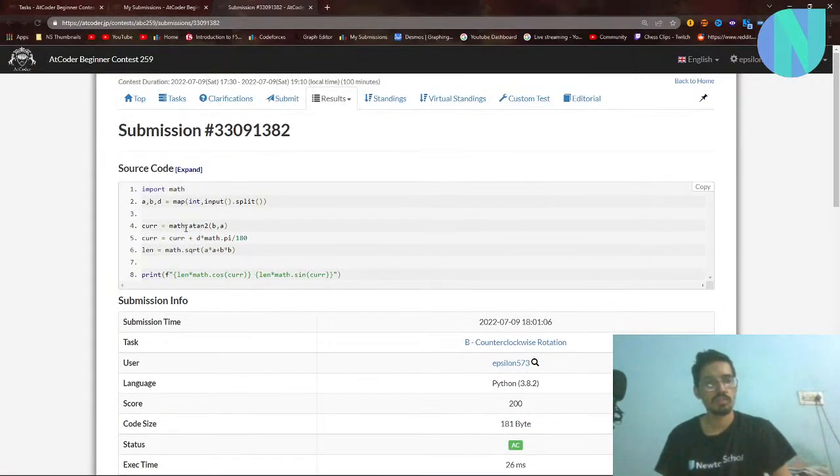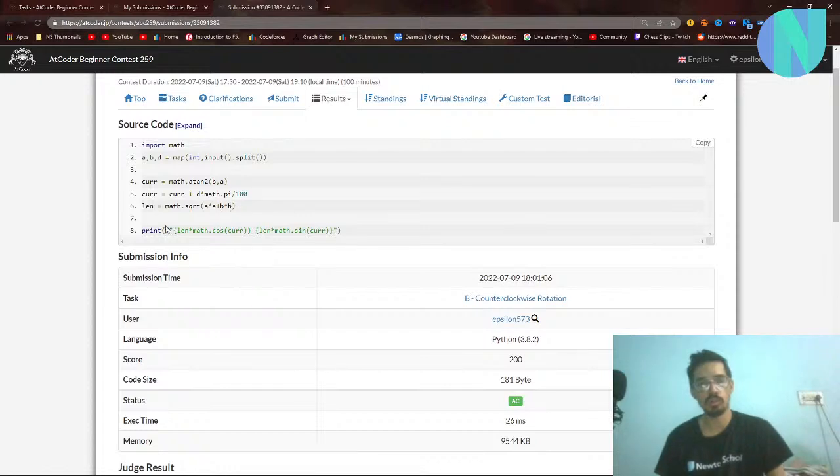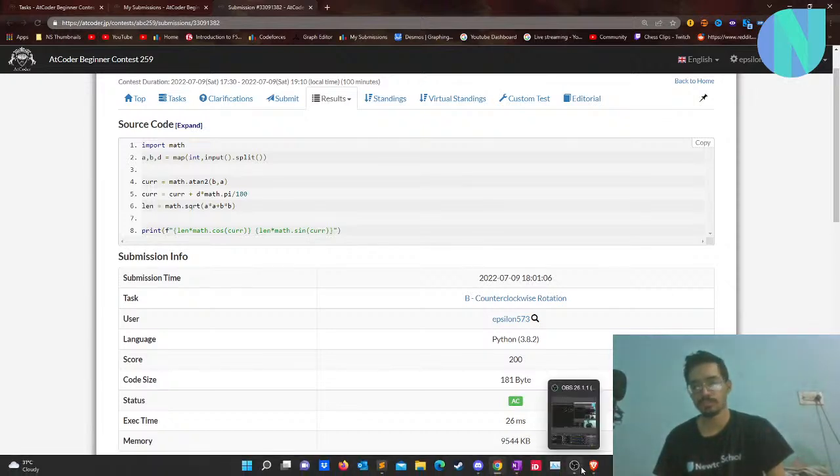So that is atan of b by a. I found that is my current angle theta, then I added the new angle alpha to it. Then this is my length, that is square root of a square plus b square. My answer will be length into math dot cos of current, so it is nothing but under root a square plus b square into cos of theta plus alpha. Similarly, under root a square plus b square into sine of theta plus alpha.